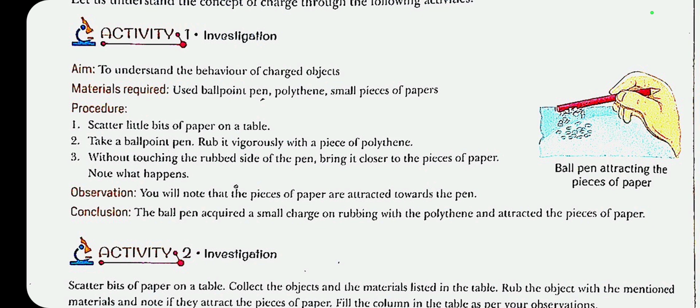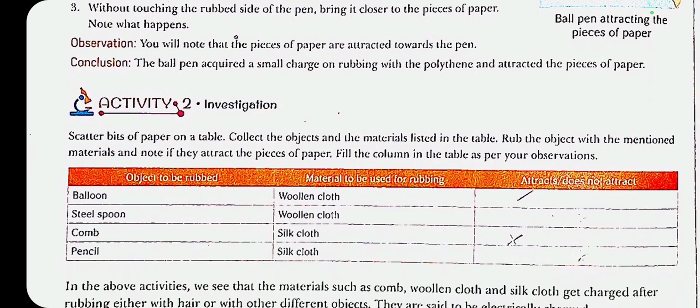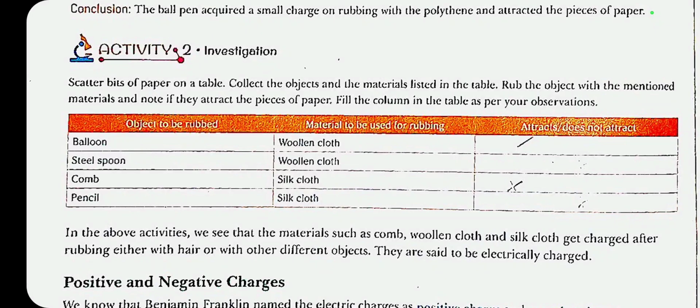But this is part 2 of that video, and I believe we were discussing activity number 2, in which our objective is to find out whether all objects on being rubbed with certain materials can acquire charges or not. For this, the objects required are a balloon, steel spoon, plastic comb. Make sure the comb is of plastic and not wooden, because I'm not sure a wooden comb would work. Pencil, woolen cloth, silk cloth.